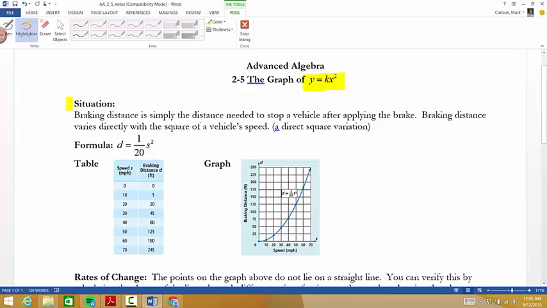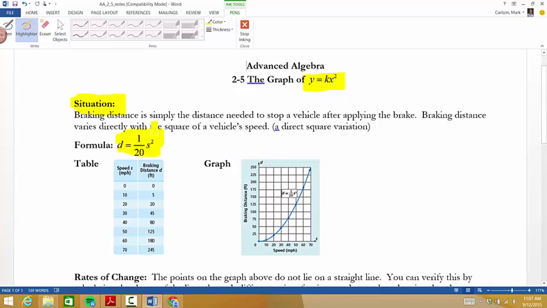Well, to do it, let's look at this situation here. Braking distance is the distance needed to stop, basically, when you apply the brakes. So braking distance varies directly with the square of a vehicle's speed. Now if we plug in our values and solve for k, we can come up with a formula based on the information that we have that's of this form. D equals 1/20th s squared. So that's the formula that we're going to be working with, and you'll notice once again it is a direct variation formula with a power of 2 here.